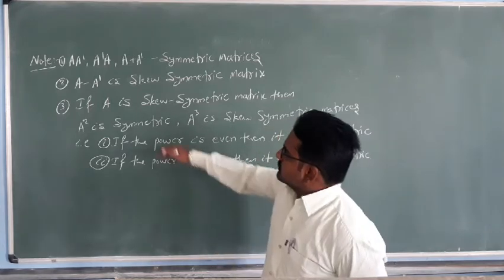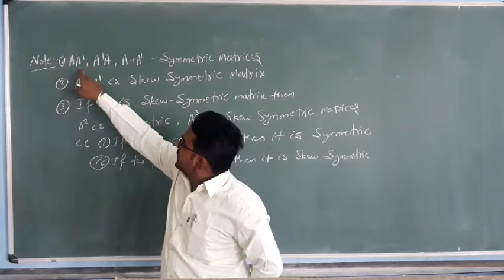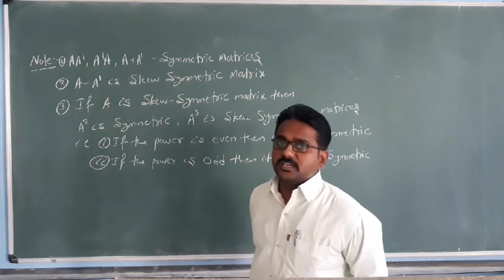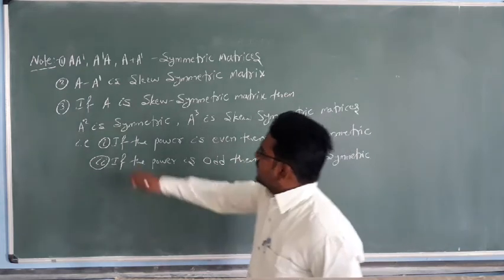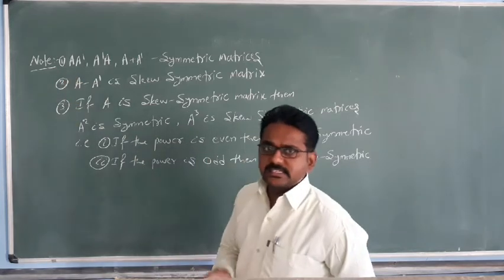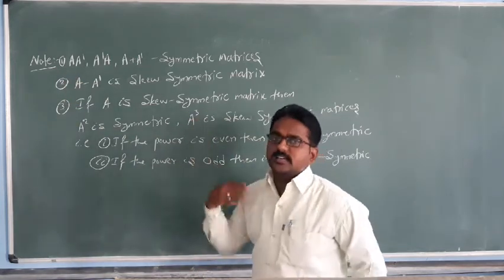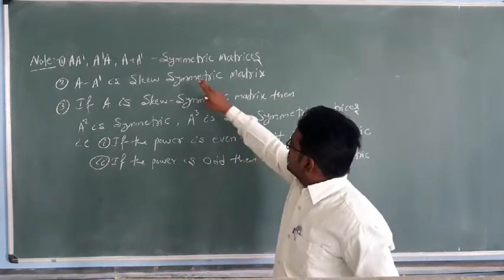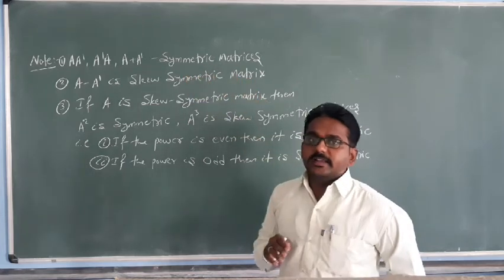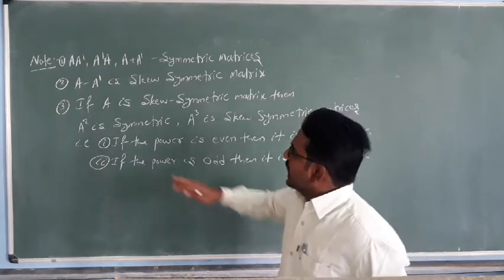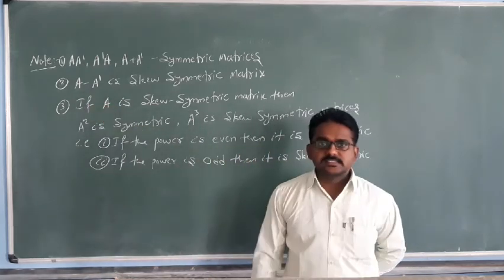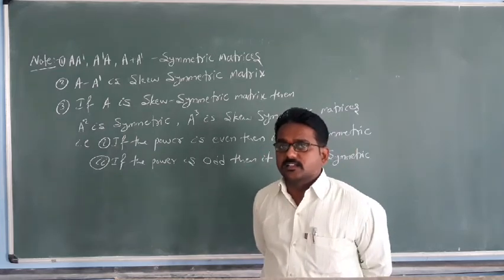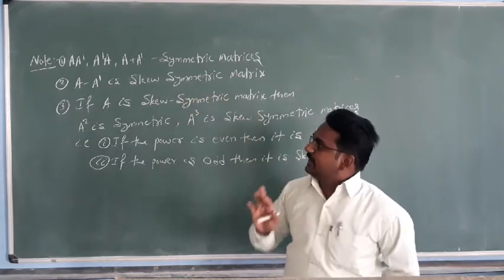Okay, the first one is A into A dash, and A plus A dash. Dash means the transpose of the given matrix. If I make the product of a matrix and its transpose, and the addition of the matrix and its transpose, then those are all symmetric matrices. Okay, and if I make the difference A minus A dash, that is A minus A transpose, then it is a skew symmetric matrix.